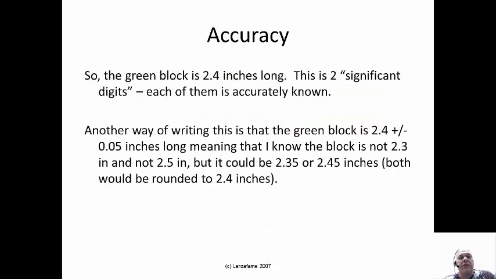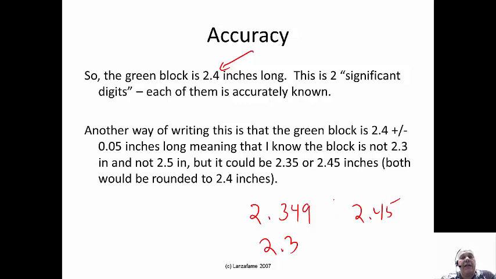Each of those 2 digits is accurately known. The 2 is more accurately known than the 4, and this is always the case. The last digit is the one that has the most uncertainty. Another way of writing this is to say that the block is 2.4 plus or minus 0.05 inches. Because of course, if the block was a little less than 2.35 inches, I would have rounded it down to 2.3. And if it was more than halfway between 2.4 and 2.5, I would have rounded it up to 2.5.